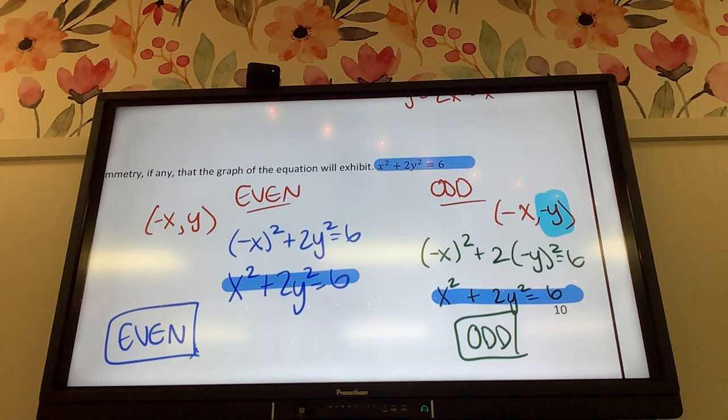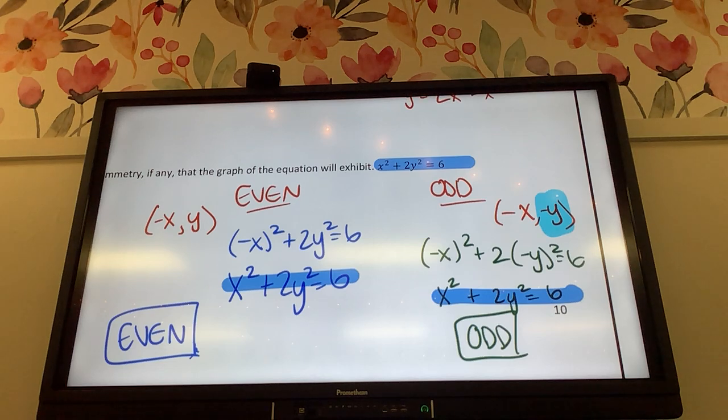What'd you get? Even, odd. I just looked at them. Because if it has a square, it's going to go back, and if it has an absolute value, I don't even have to do anything. You should be able to look at it.